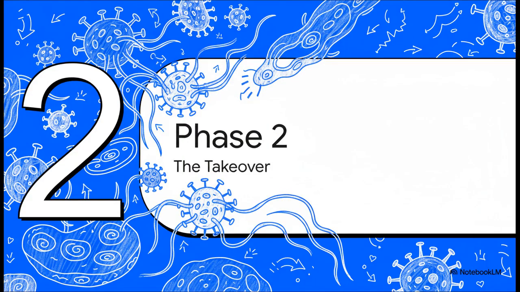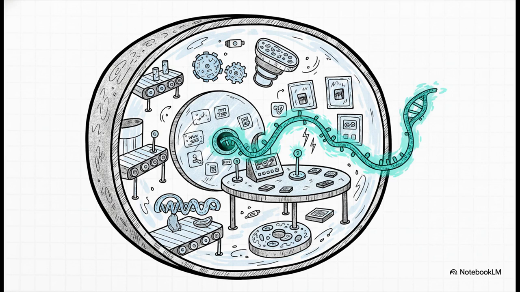And that brings us to the most critical part of the entire heist, phase 2, the takeover. The virus is inside, and now it's time to seize control of the whole operation from within. This is where things get really interesting. Right, so once that viral code is inside, it doesn't just hang around. No way. It makes a beeline for the factory's control room.